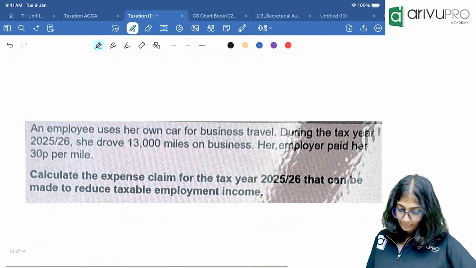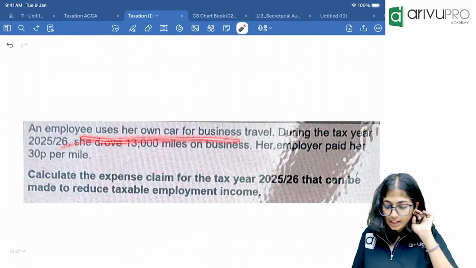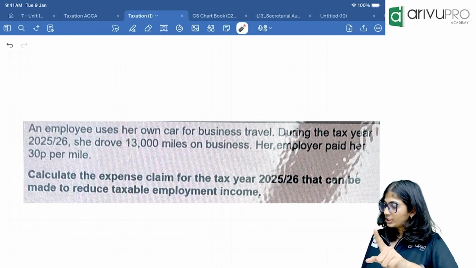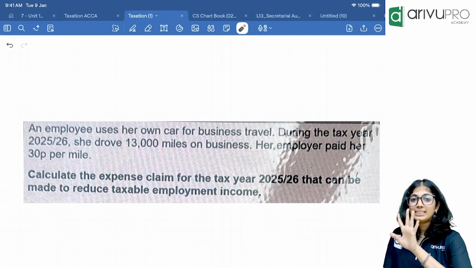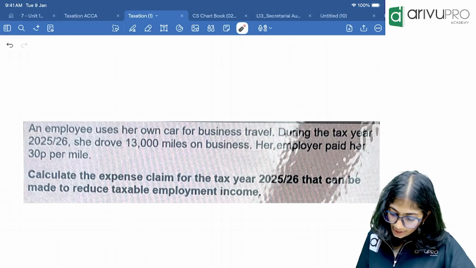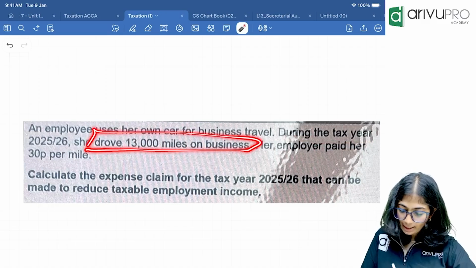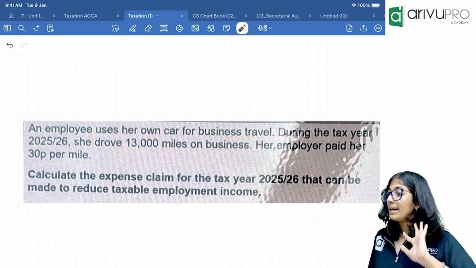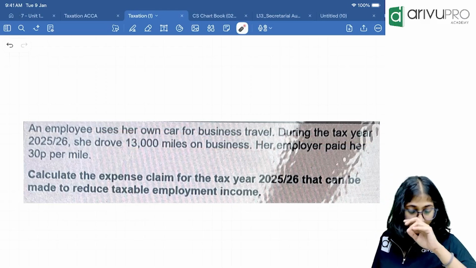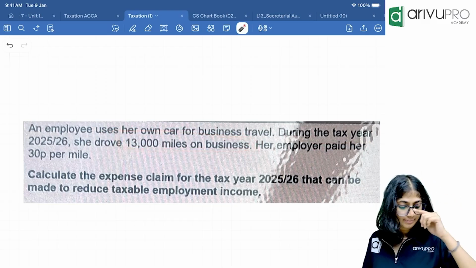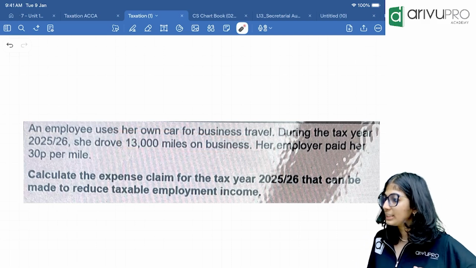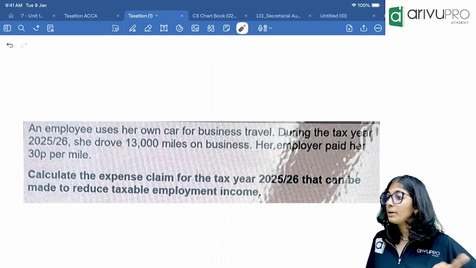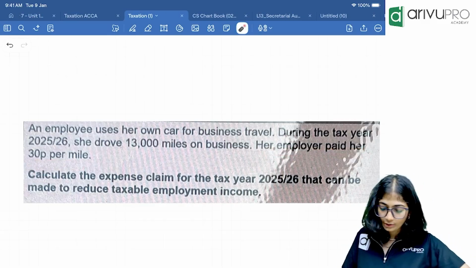Let's look at the next one. Employee uses her own car for business travel. What is this? It is an allowable deduction and HMRC's mileage allowance. During the tax year, she drove 13,000 miles on business. All of 13,000 miles is for business purposes. Her employer paid her a mileage allowance of 30p per mile. That is the only thing you need to remember.